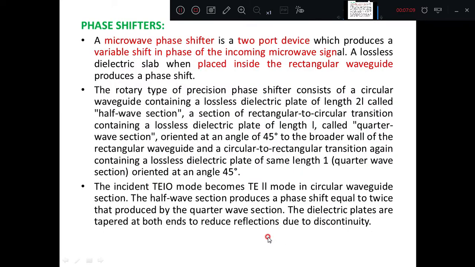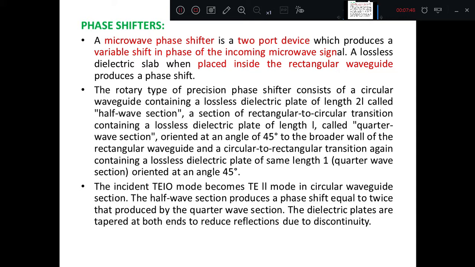Next come the phase shifters. This phase shifter is a two-port device which produces a variable shift in the phase of the incoming microwave signal. Similar to the attenuator, a lossless dielectric slab is placed inside the rectangular waveguide, and this two-port device will produce the phase shift. The phase shift that occurs again depends upon the type of dielectric material used.